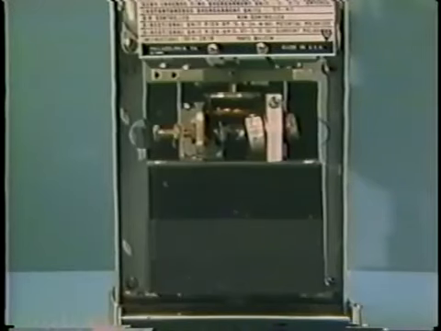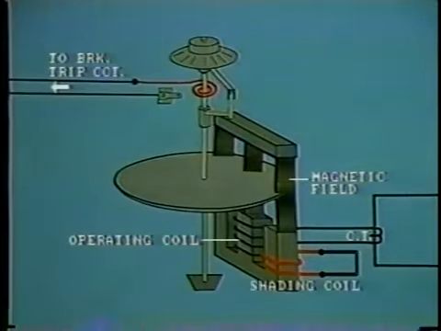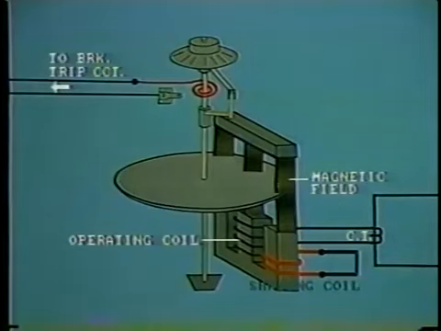The directional element controls tripping by superimposing its operation on that of the overcurrent relay. You will remember that the time overcurrent relay is fitted with a shorted shading coil on one leg of the electromagnet. This is to provide the driving force.